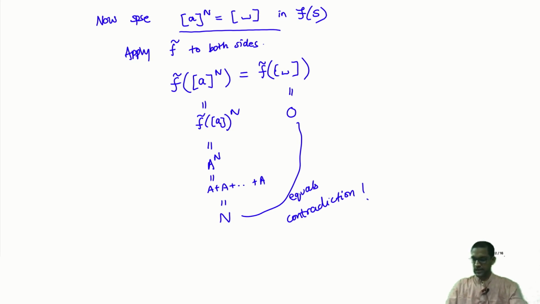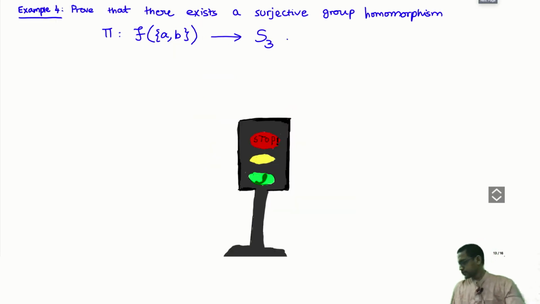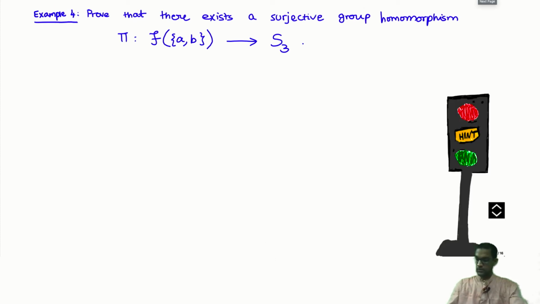Now for the last example, which is to show that there exists a surjective group homomorphism from the free group to the group S3 of permutations of 1, 2 and 3. Again think about it, pause the video here. Now here's a hint: how does one construct homomorphisms from free groups to other groups?